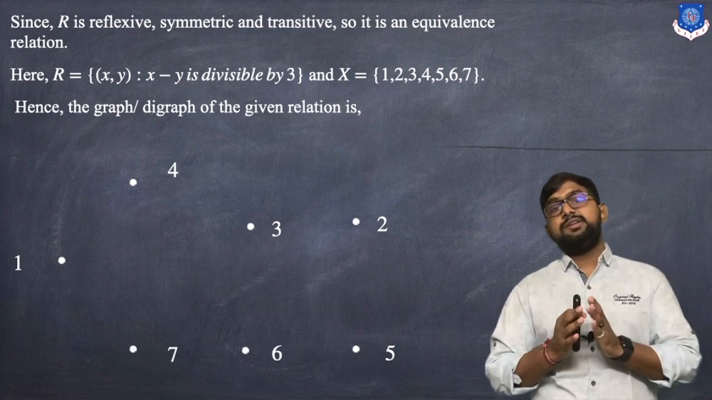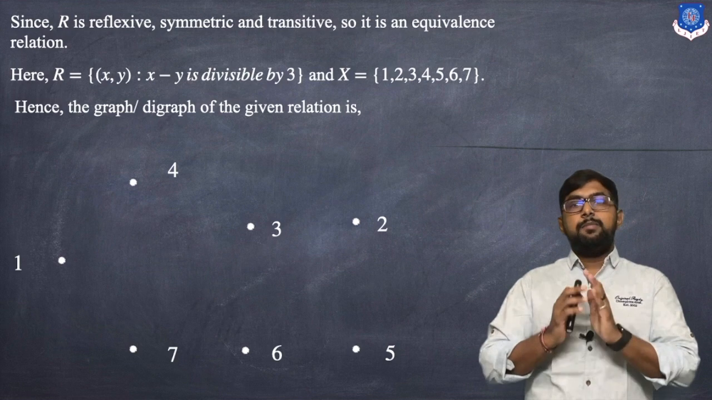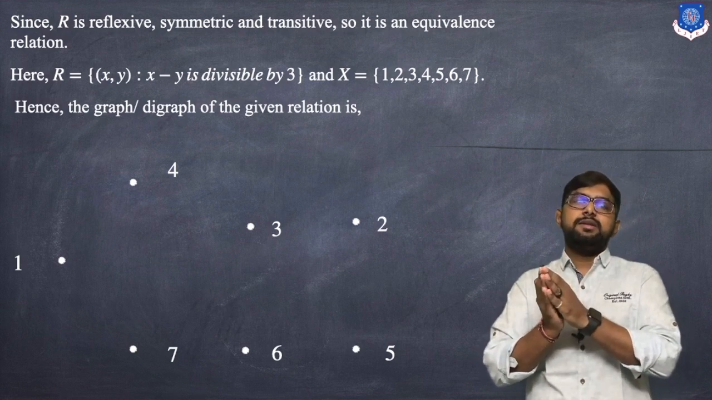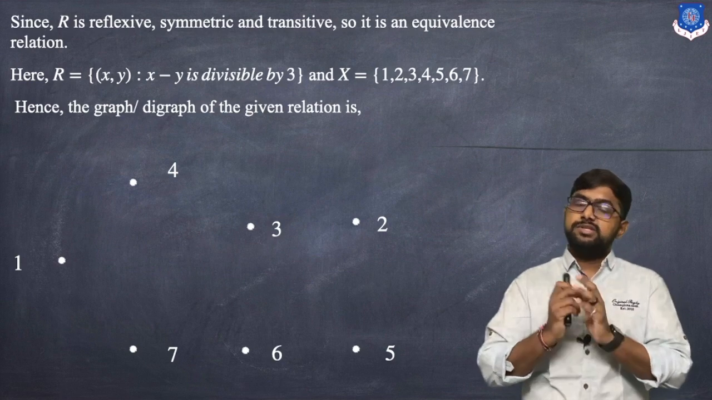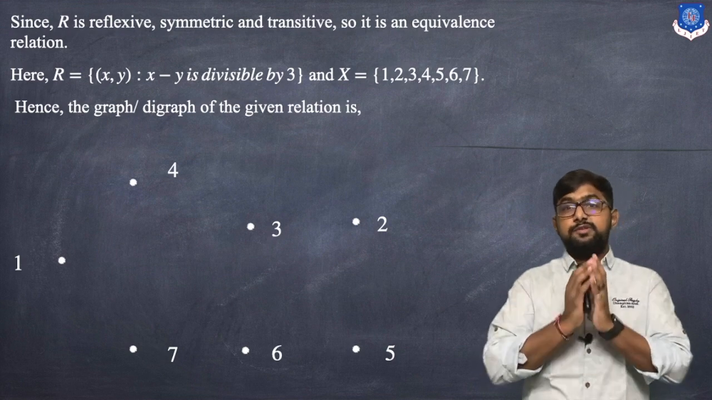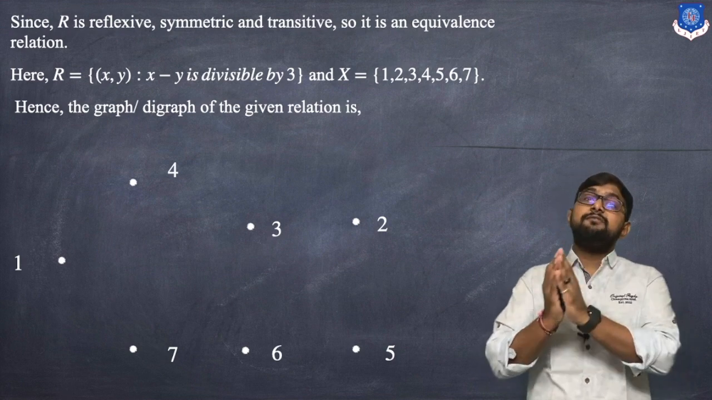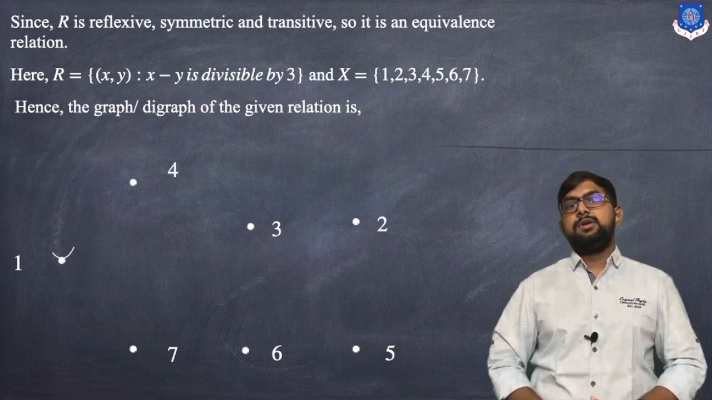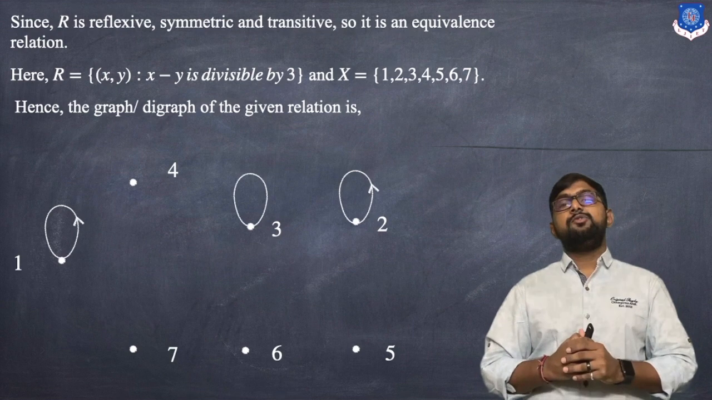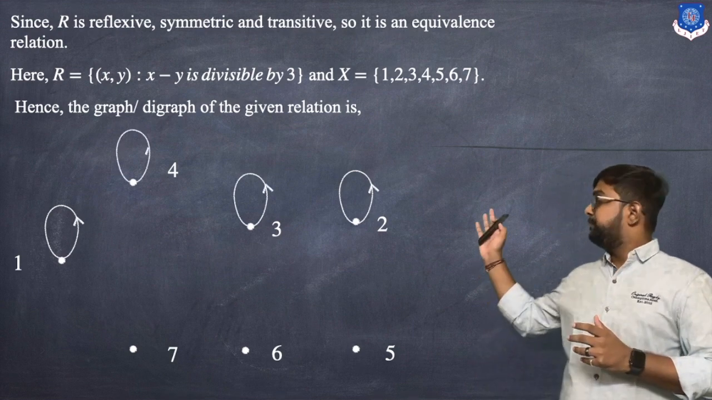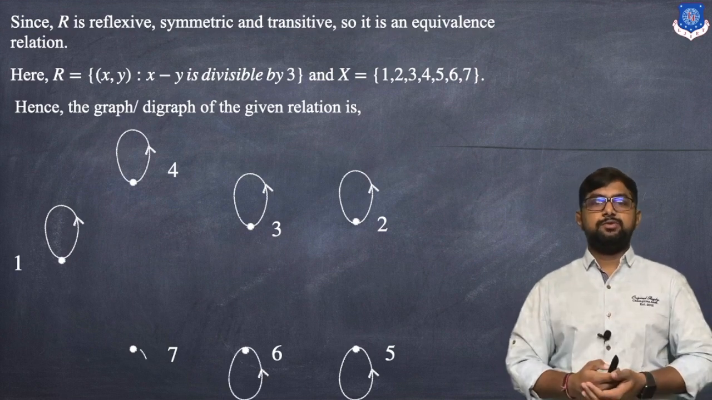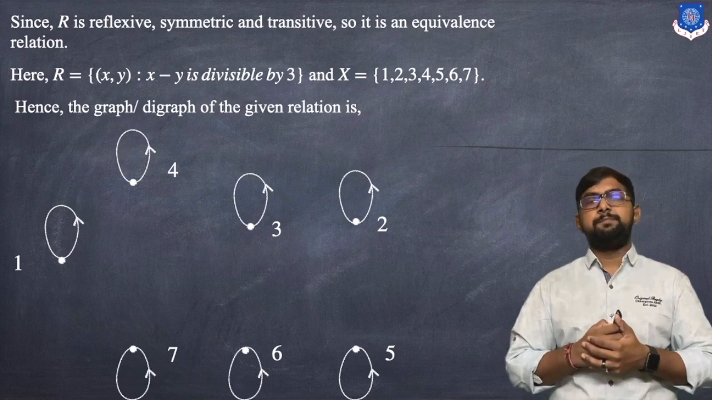Now we have the relation as x minus y is divisible by 3, but we can say that each and every point is related to itself. That means see, 1 minus 1, that is 0, is divisible by 3. So that means 1 is related to itself, 4 is related to itself, 3 is related to itself. So each and every point is related to itself. So we will draw the loops. So 1 is related to 1, same way 2 is related to 2, then 3 is related to 3, then 4 is related to 4, then 5 is related to 5, 6 is related to 6, and 7 is related to 7.